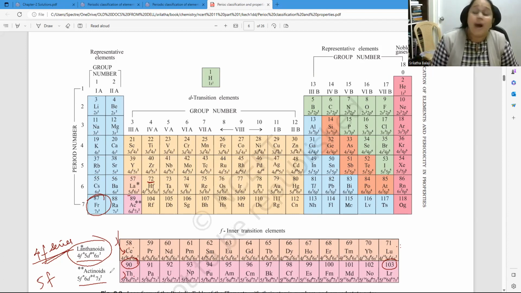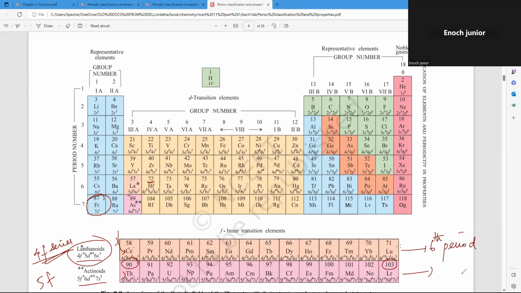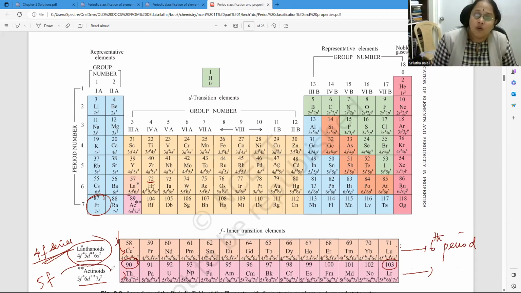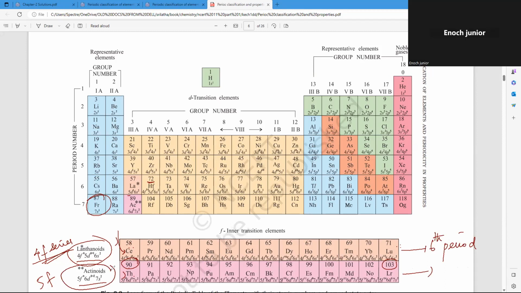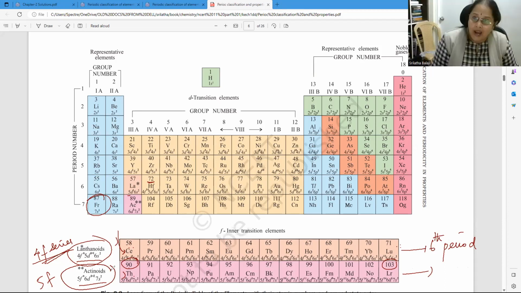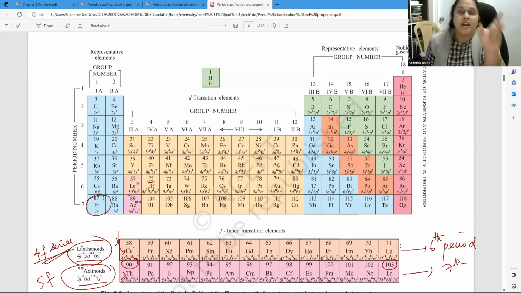Clear now? So actinoids belong to which period? 7th period. Logic, come on. Why? Because the valence shell is the seventh shell. Excellent. So lanthanoids means the period number is 6. Actinoids is period number 7.